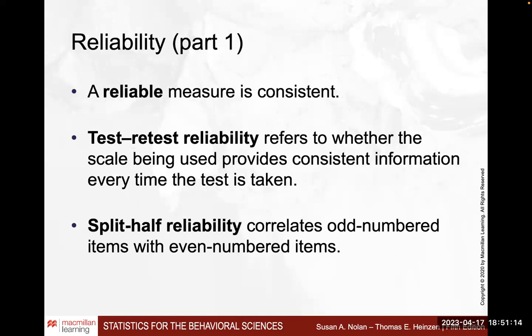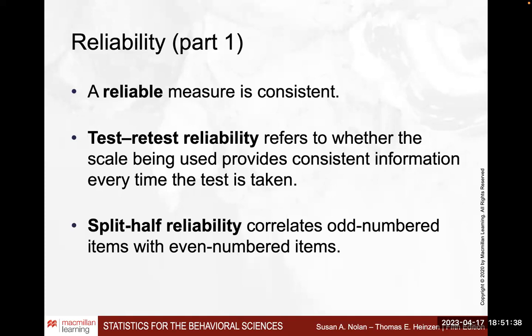A reliable measure will be consistent. That means if you measure this today, you should also measure it in 2 weeks, and it should yield the same results. You can do this with the so-called test-retest reliability, where a scale provides consistent information every time the test is taken.